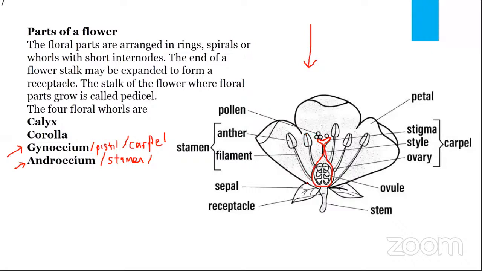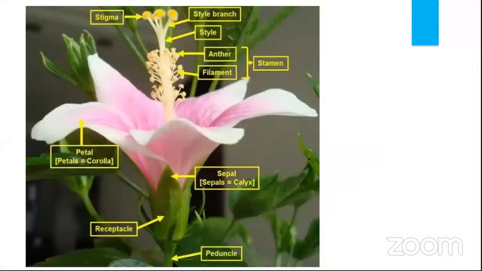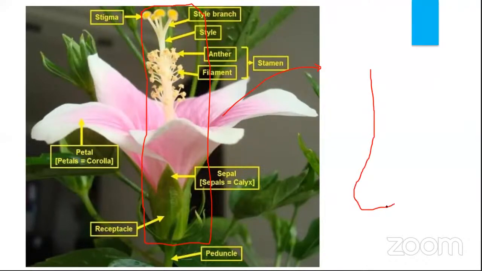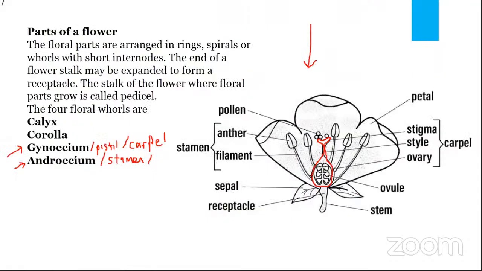Now, if you find a flower like this one here, this type of flower has what we call syncarpous pistil. If I isolate this type of pistil, it will be like this. This is syncarpous pistil, where there are many carpels fused in one style, like in hibiscus here. Many carpels fused in one style. Okay, this one is monocarpous.